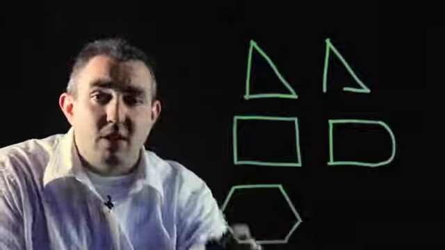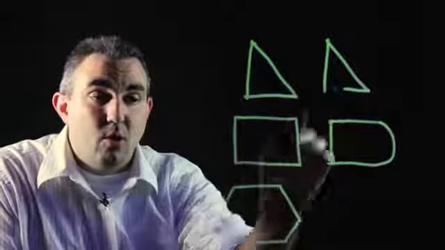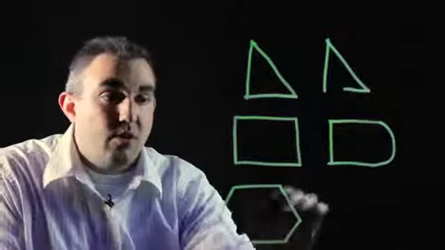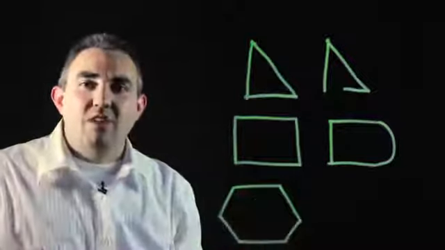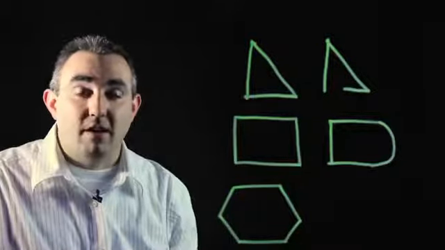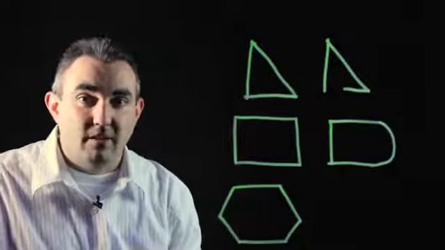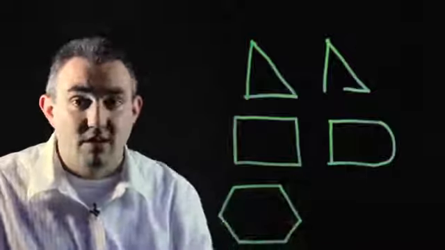Here's a 6-sided shape called a hexagon. Notice there's no openings in this hexagon. There's no curves in this hexagon. So the 2 main generalizations you can make about a polygon are, number 1, they cannot have openings, and number 2, they cannot have any curves.